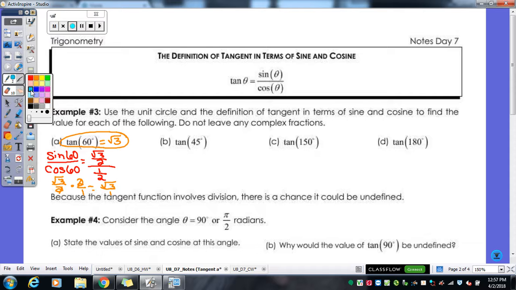Let's try it for 45. So tangent of 45 is going to be the sine of 45 over the cosine of 45. What are sine and cosine of 45? Radical 2 over 2, and radical 2 over 2. So anything over itself equals what? 1. So tangent of 45 is 1.